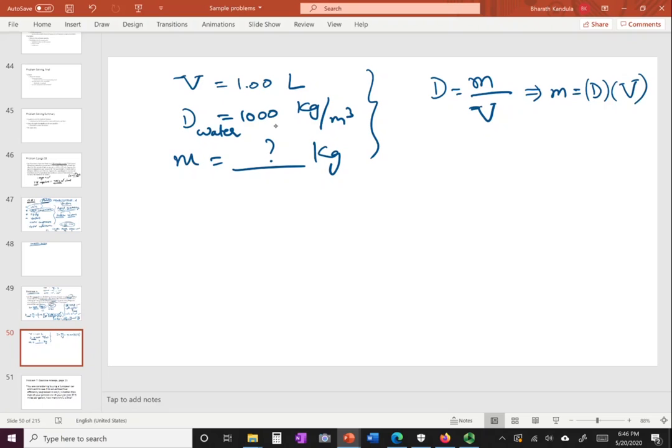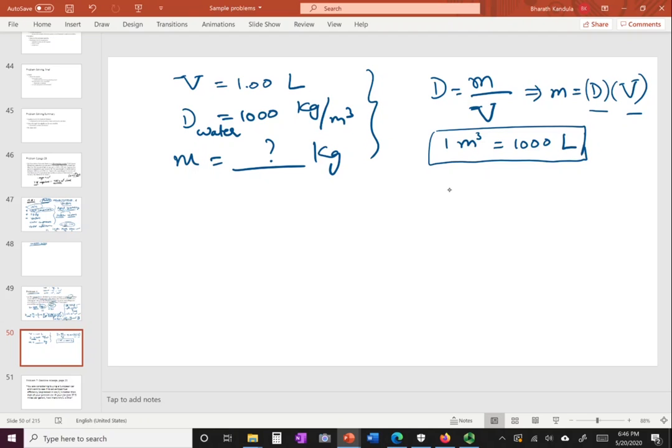Okay, we know the density of water in SI units. When you substitute the values, you need to make sure all quantities are in same system. Okay, so we are following SI system, so the density units are in SI system, but the volume units are in liters. We need to convert this into cubic meters. Now remember the conversion factor: 1 cubic meter is always equal to 1000 liters. So for water, 1 cubic meter of water is equal to 1000 liters.